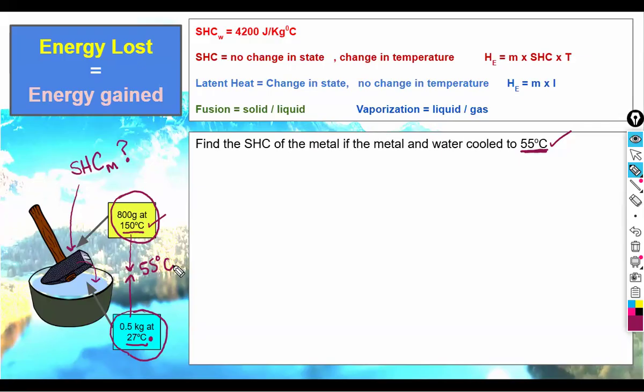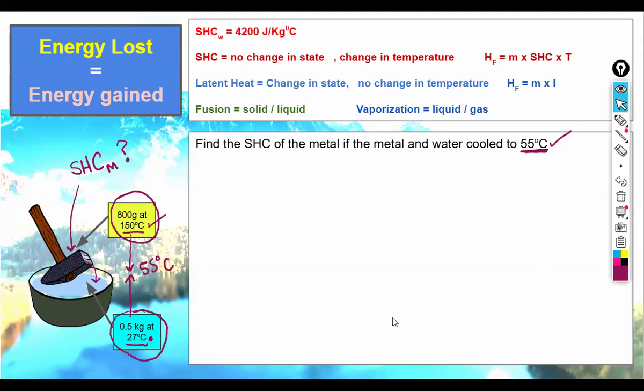Quick question. Who is losing energy and who is gaining energy? Is the metal losing energy or gaining energy? And I want you to answer the same question for the water. Is the water losing energy in this experiment or gaining energy in this experiment? Think about it and send your answer on it.